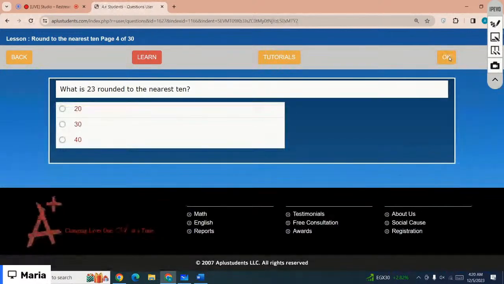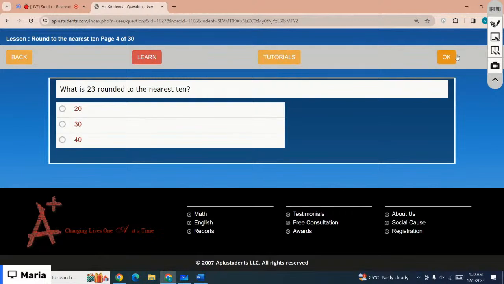What is 23 rounded to the nearest 10? Which is the correct option? 23 is rounded off to 30. How? Can you explain?